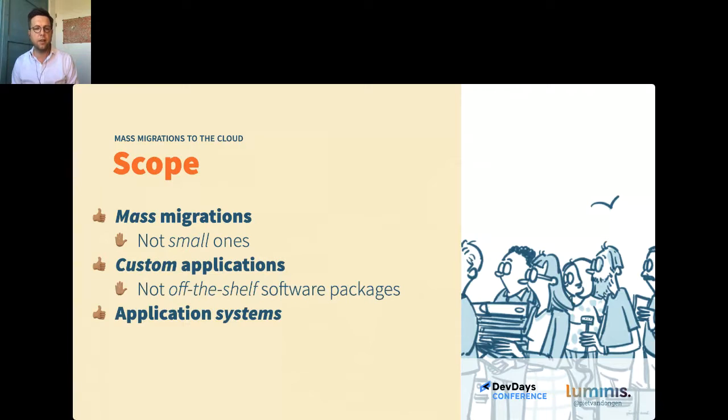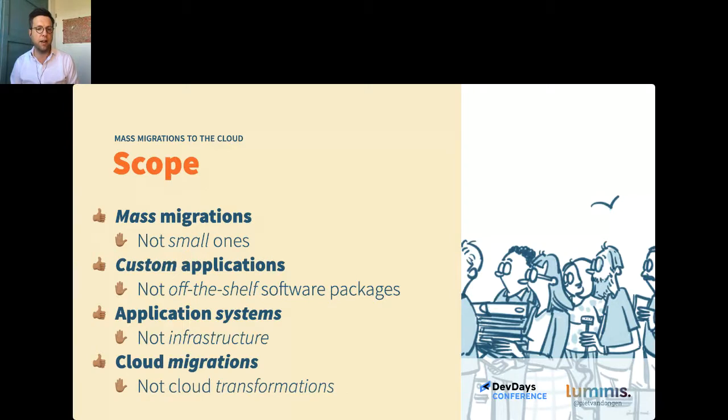And it's about migrating systems, not infrastructure. So migrating a database, for example, is part of the scope of migration, but there are applications attached to them. It's not just about migrating loose systems. And it's about migrating and not transforming, because a cloud migration alone won't have you gain much if you don't do a cloud transformation afterward. So that's the scope of this talk.